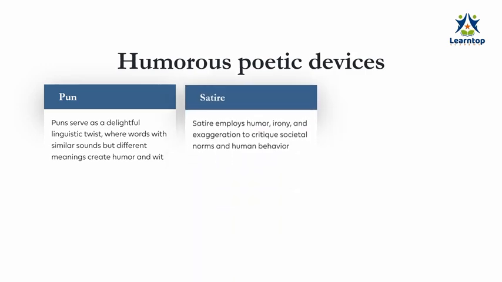Next, satire. It is a sharp, witty cousin of humor. It uses irony and exaggeration to critique society and human behavior. Think of a show like The Simpsons. They don't just make you laugh, they are pointing out real issues but in a hilarious way.